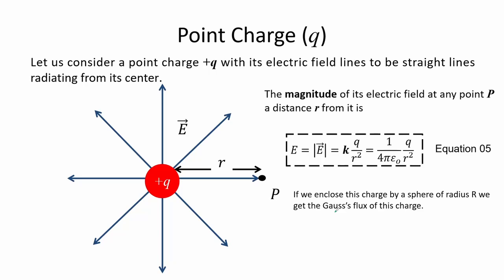Considering a point charge, the electric field lines radiate from its center. A point P at a distance r will experience an electric force due to the electric field. The expression that takes into consideration these field lines due to a point charge is given by equation 5. This equation takes into account the shape of the field lines, which is taken to be a spherical shape. So we have a spherical Gaussian surface.